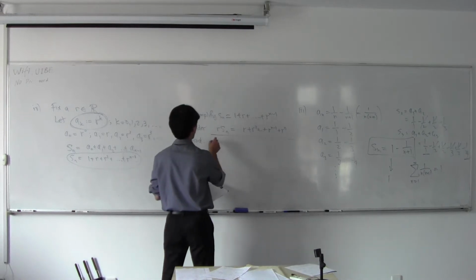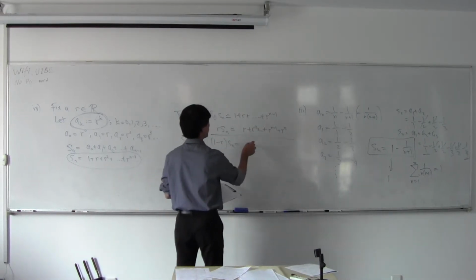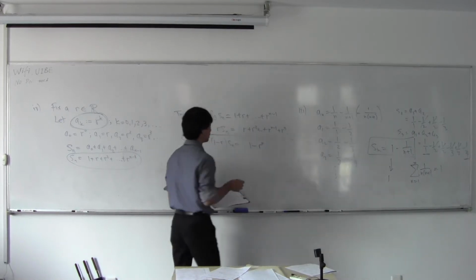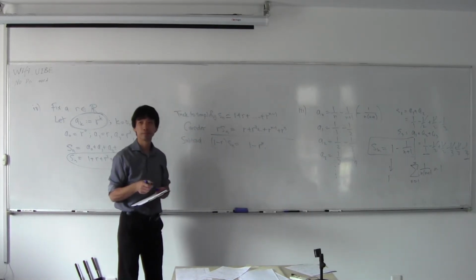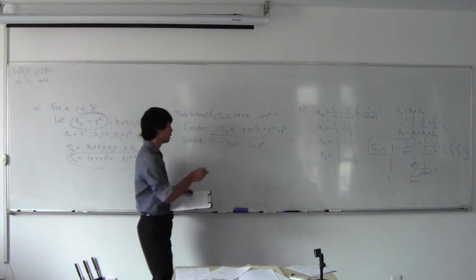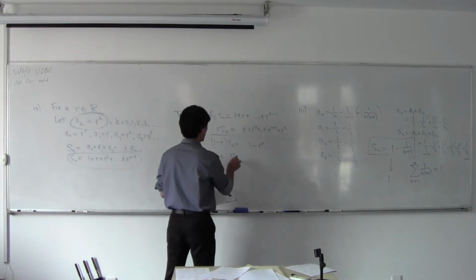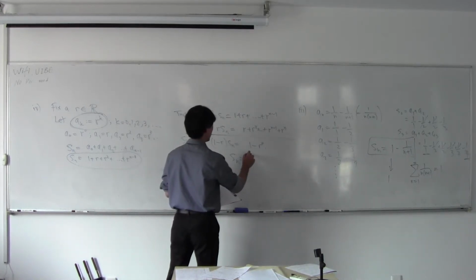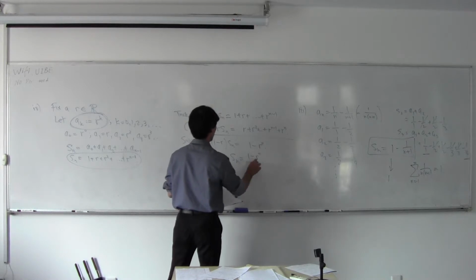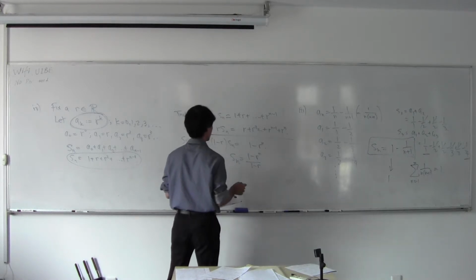On the left-hand side, you get (1 minus r) S of n. On the right, you get 1 minus r to the n. And so that gives you a simpler way of writing S of n. It's (1 minus r to the n) over (1 minus r).